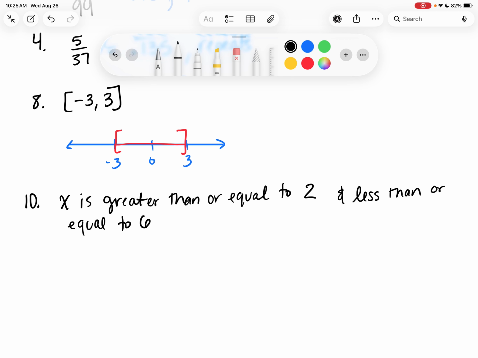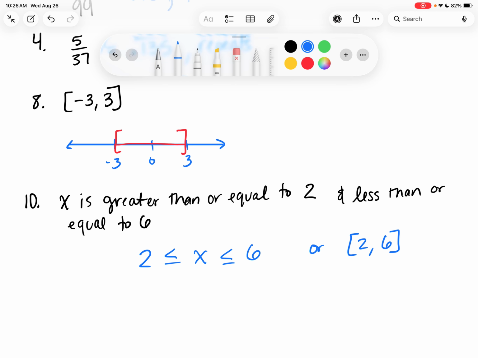Does anybody remember how we would want to set that up? It'd be 2 less than or equal to x, less than or equal to 6. Yep. So that tells us that x is between. If we wanted it in interval notation instead, we could write it like this, as 2 to 6. And that would be our interval notation.